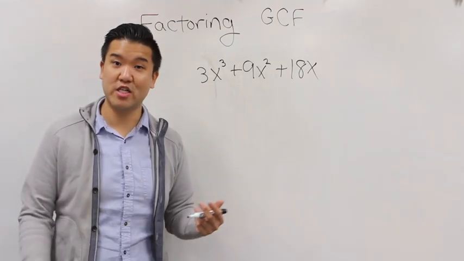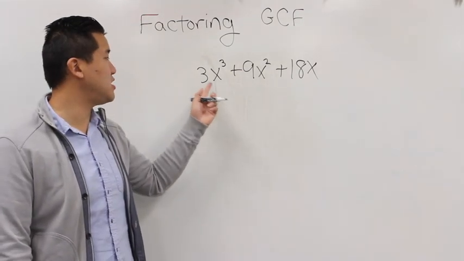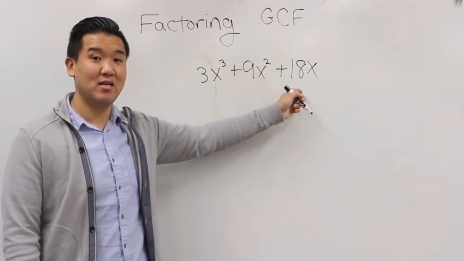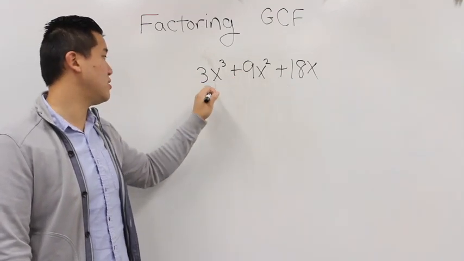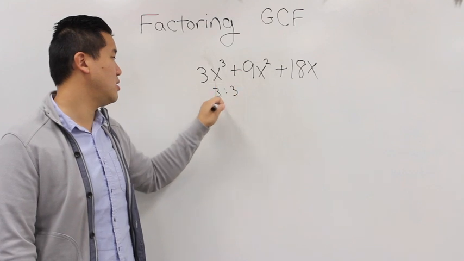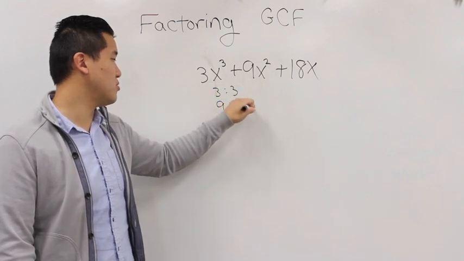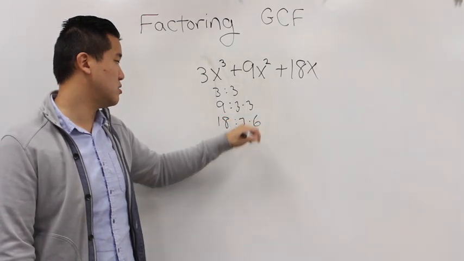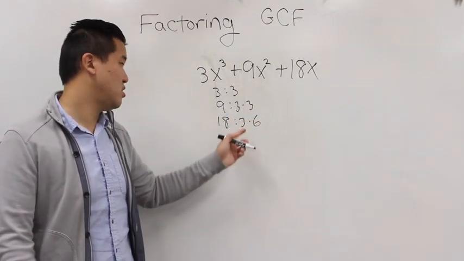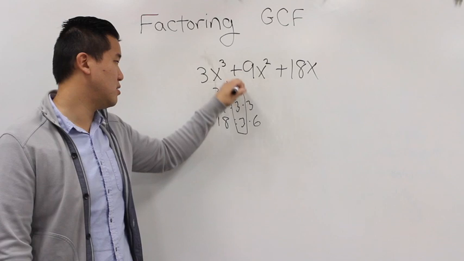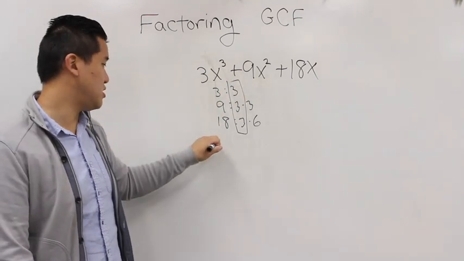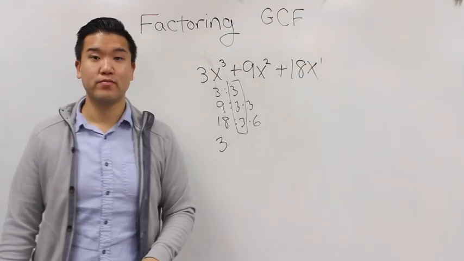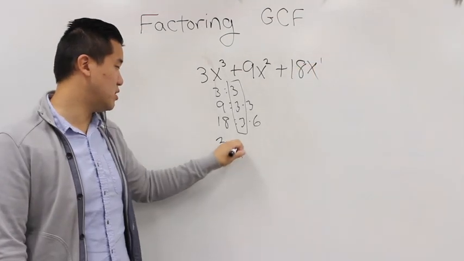All right, let's check it out. So what is my GCF? Let's start with my numbers, 3, 9, 18. They all have a 3 in common, right? 3 has 3, 9 has 3 times 3, 18 has what? 3 times 6, 3 times 3 times 2. So what do they have in common? They have a 3 in common. That's my GCF there. X cubed, x squared, x to the 1 power. What's the smallest one? It's going to be 1.